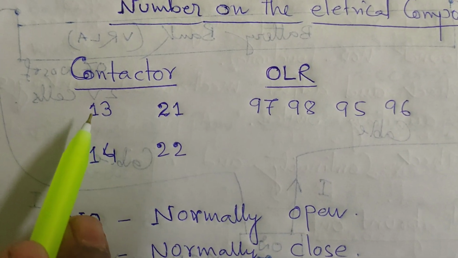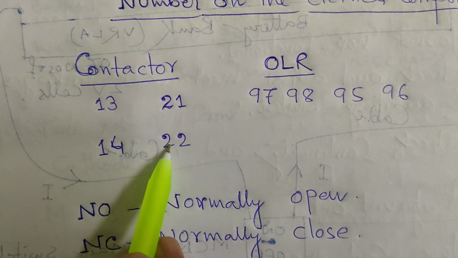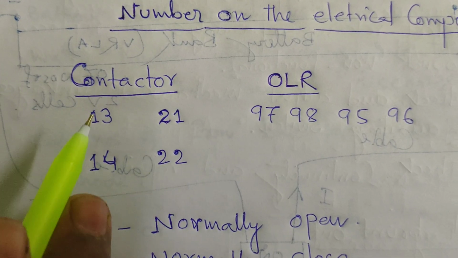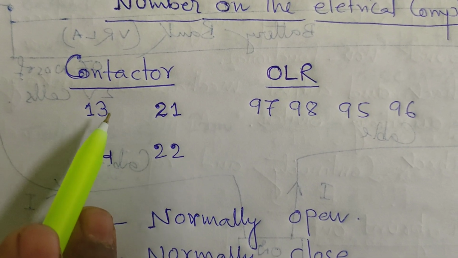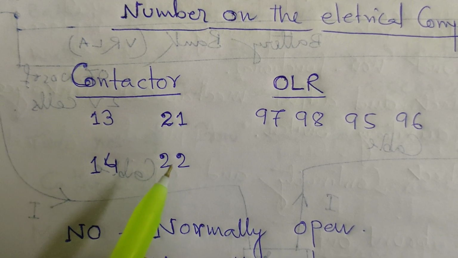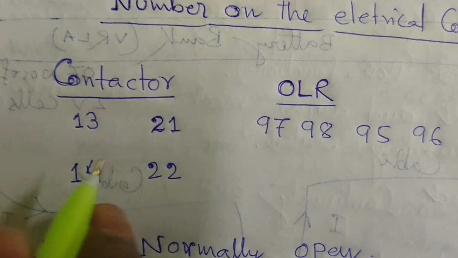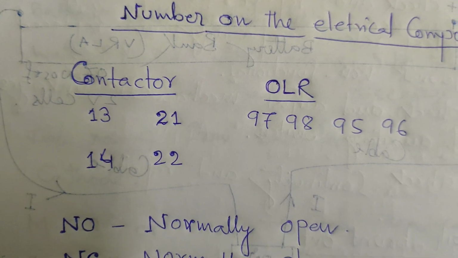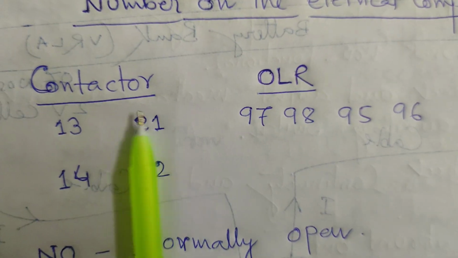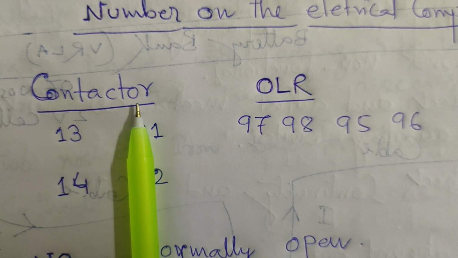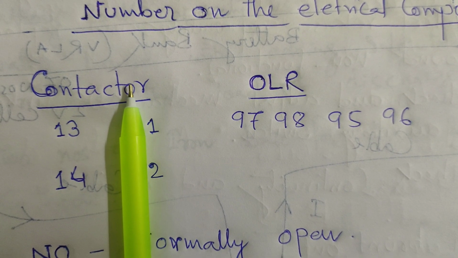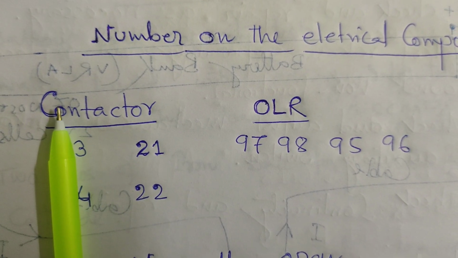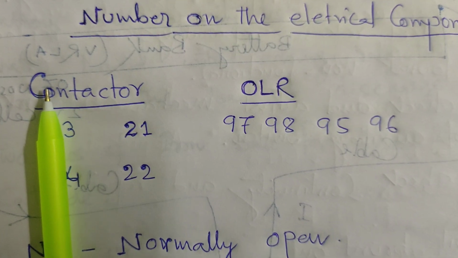From the numbers 13, 14, 21 and 22, you can easily identify, without asking anybody, whether it is an NC contact or an NO contact. So what you have to do: first of all, just remove the first digit. You see here 1 and 2. Here, if you remove the first digit, you see 3 and 4.